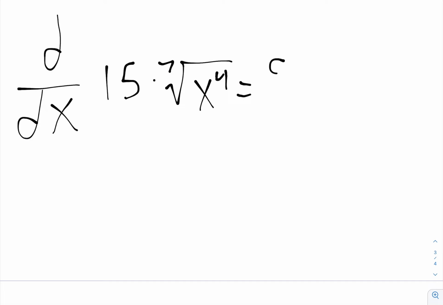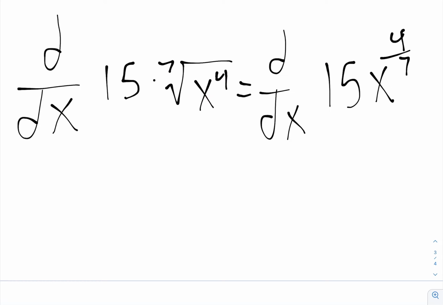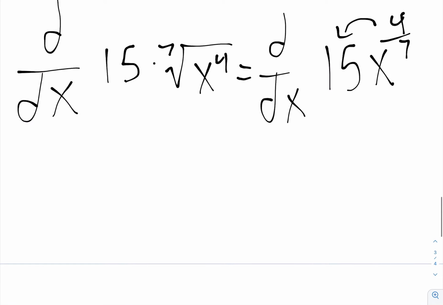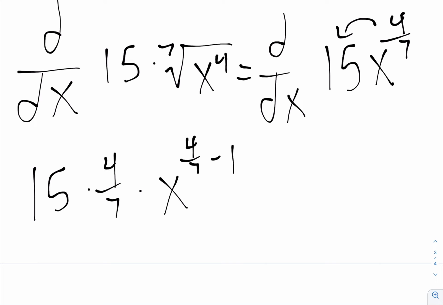Okay, so we can write this as a single power, 15x to the 4 over 7, right? So the 4 here is the numerator of our fraction and the exponent 7 is the denominator. Okay, so we can bring this fraction down, this fraction and the exponent down to multiply into the 15. So it's going to be 15 times 4 over 7 times x to the 4 over 7 minus 1.